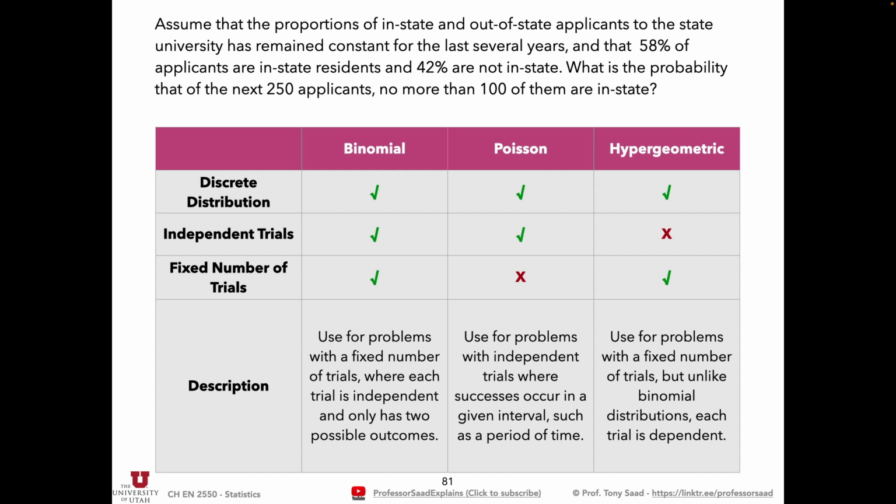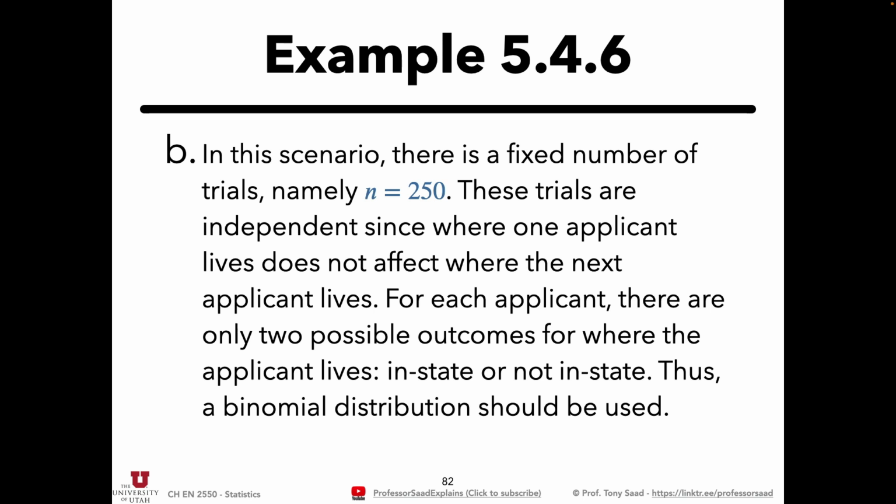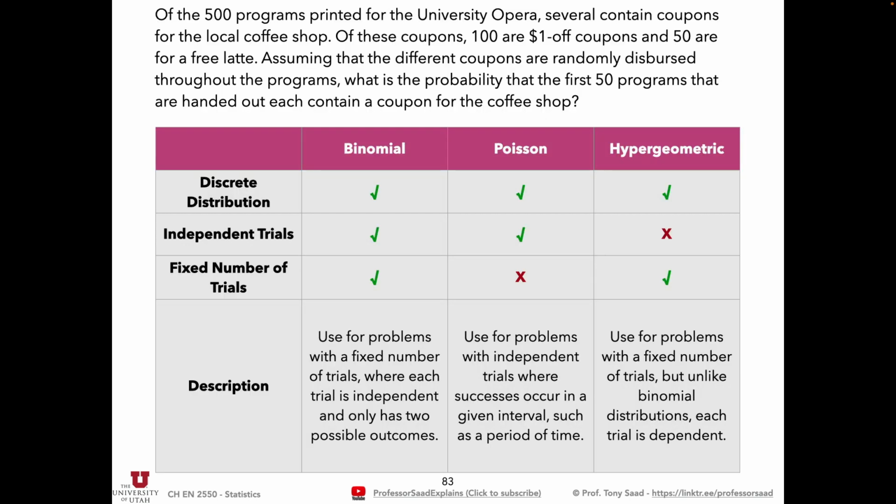Now, picking a student, whether they're in state or out of state, okay, that's independent. When an applicant applies to the university, an out of state applicant is not connected to someone applying at the U from Utah or not, right? So this is a binomial distribution, okay? And finally, this is going to be hypergeometric, obviously, like by elimination, okay?